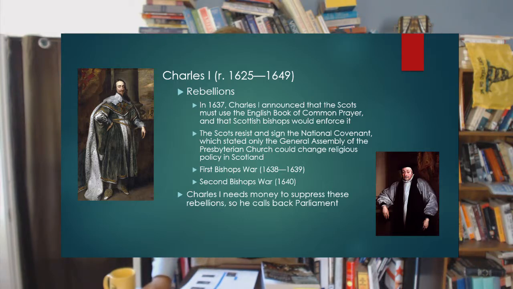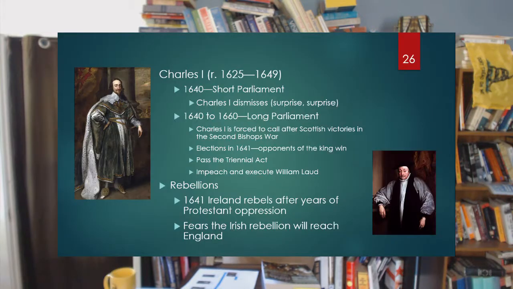Charles needs money to fight these rebellions in Scotland, so he asks Parliament to meet to give him money. Guess what? Parliament meets in 1640. Charles dismisses them. This is called the Short Parliament. Now he gets in a tough spot and he has to call them back later that year, and this time they won't leave. So from 1640 to 1660, Parliament meets, and this is called the Long Parliament.